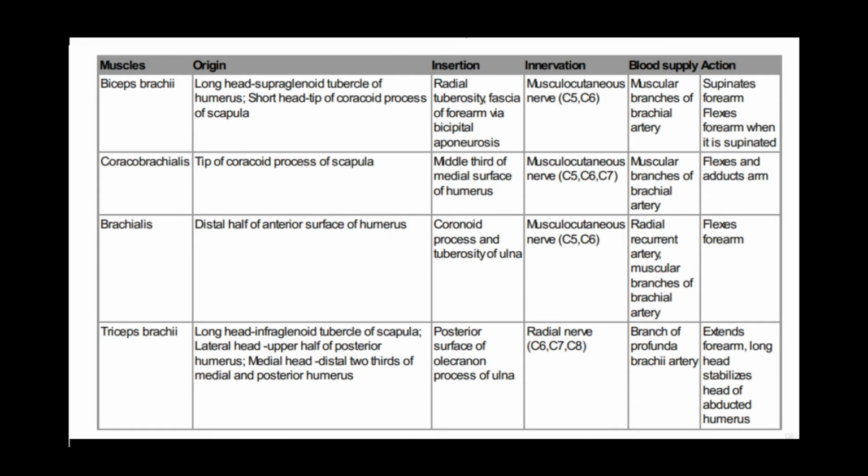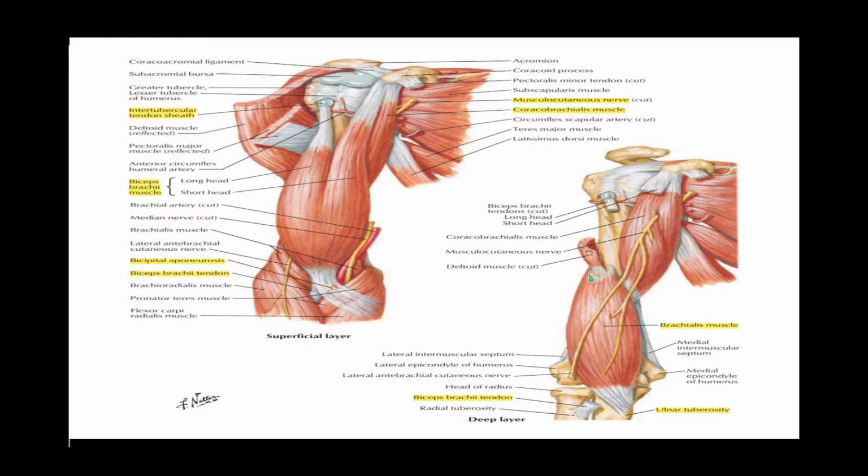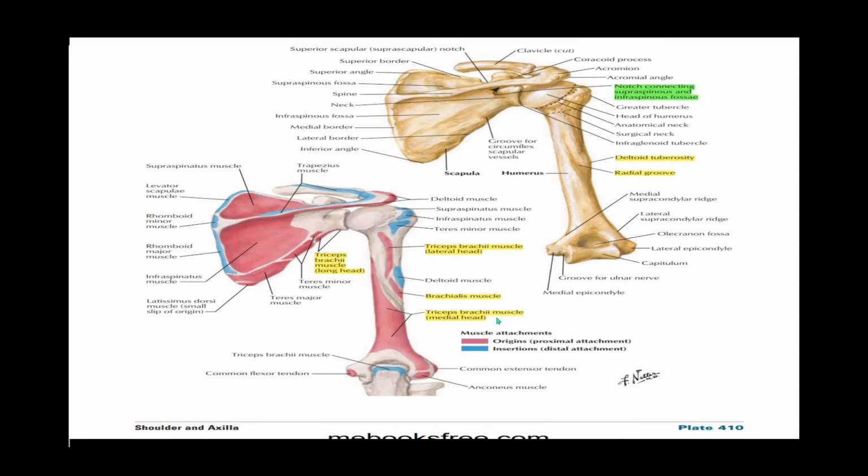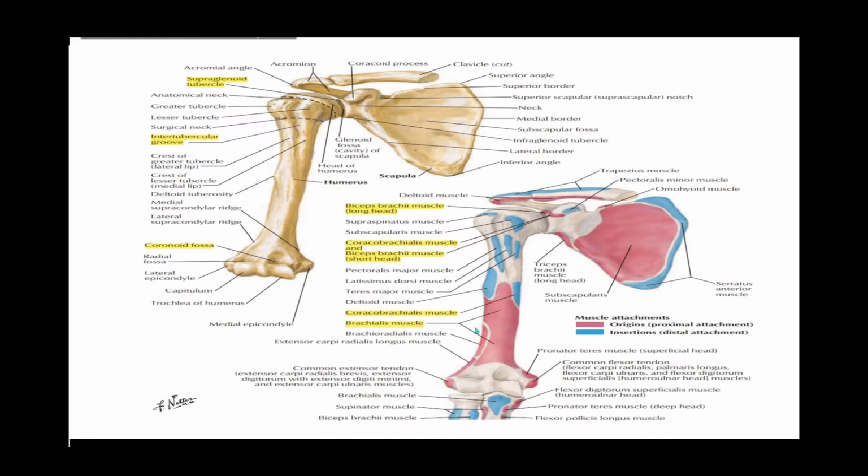Let's look at the brachialis muscle. The brachialis has an extensive origin. It arises from the lower half of the anterior surface of the humerus. You can see it has an extensive origin, and part of the origin extends to the back. It's a slip. Most of its origin is from the lower half of the anterior surface of the humerus.